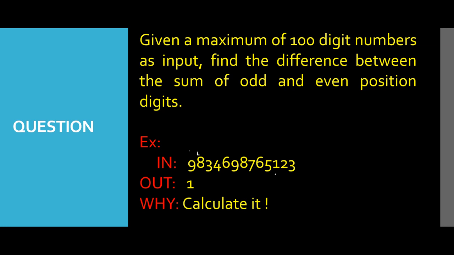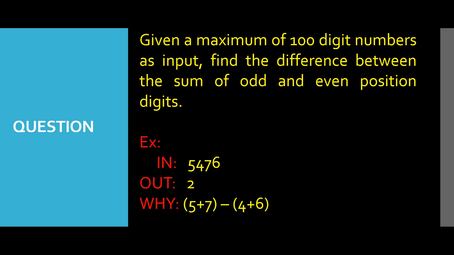If you look at another example, this is also a similar kind of example, that is 5, 4, 7, 6, and that is also giving you an output of 2. Here you're subtracting the odd position sum from the even position sum. Sorry, this is 2, this is 3, and this is 4. Here you're subtracting, the sum of odd position digits 5 plus 7, with the even position sum.